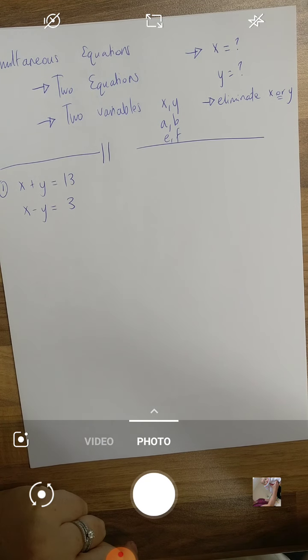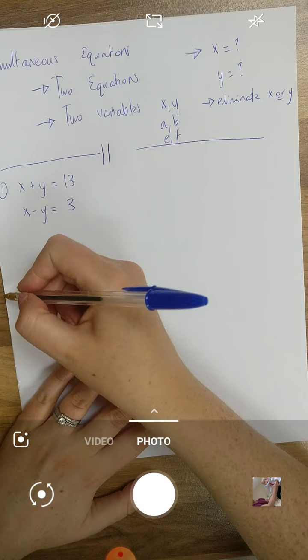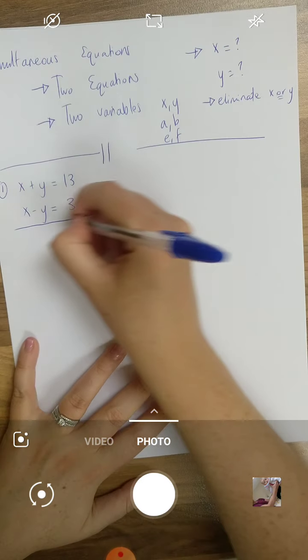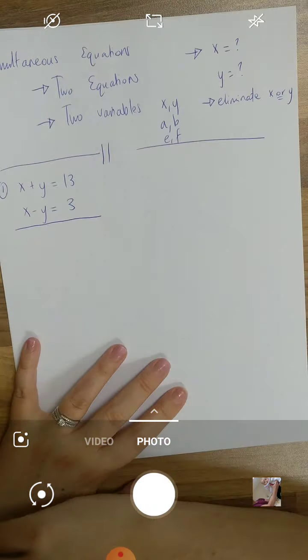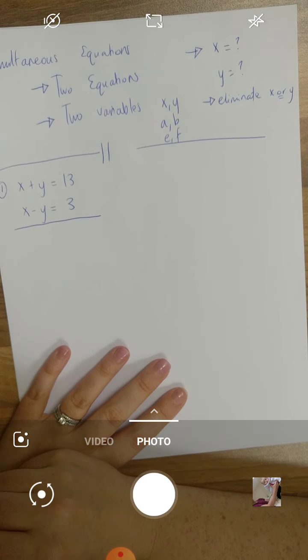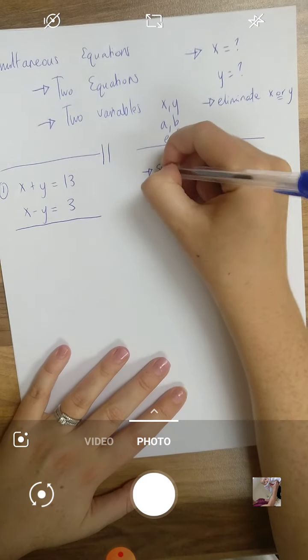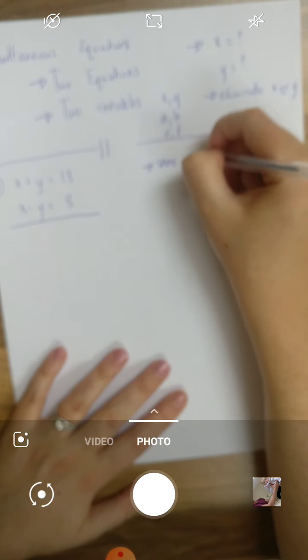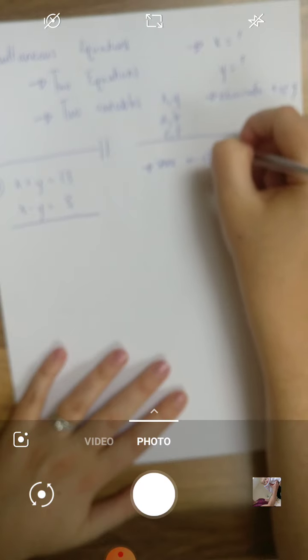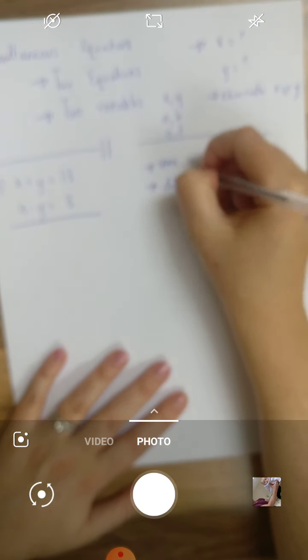So the idea here in this first question is that we're trying to either get rid of the x's or the y's. So I treat this as if it's like a primary school sum on top of each other. So if we want to remove either the x's or y's, they need to have the same coefficient. So remember, coefficient is the number in front of the variable, but they must have different signs.